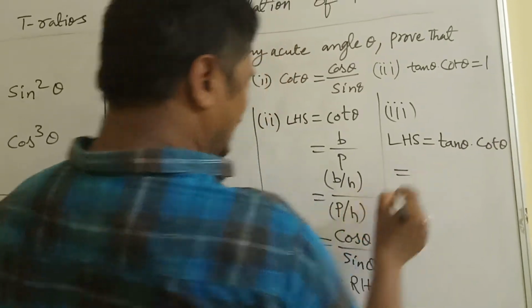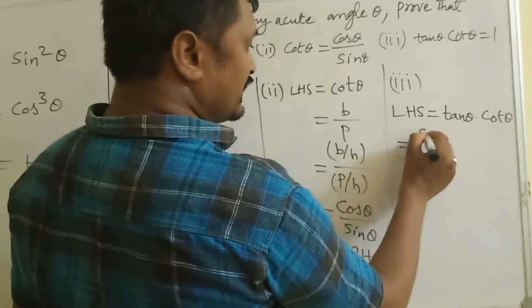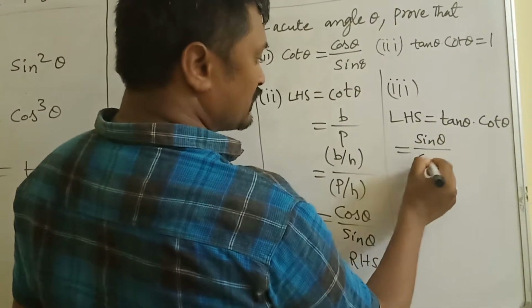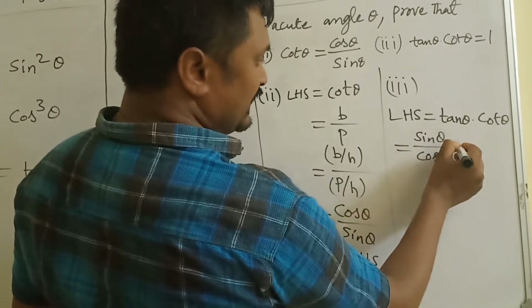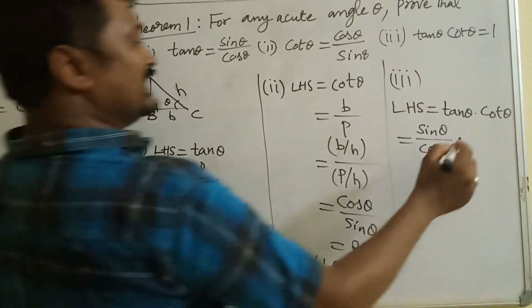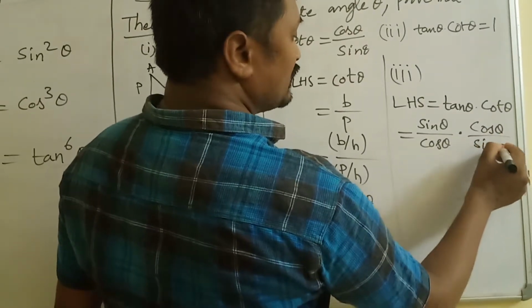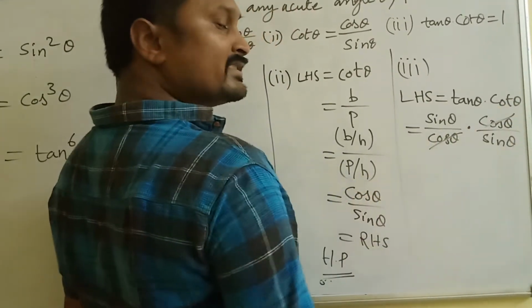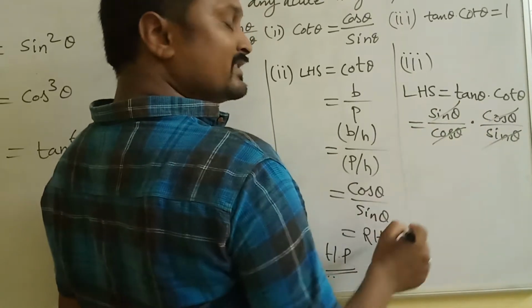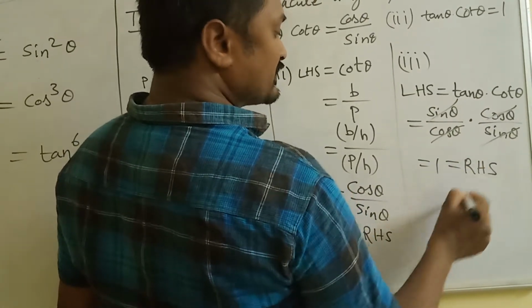So I will write here LHS: tan theta into cot theta. What is tan theta? Sin theta upon cos theta. This into what is your cot theta? Cos theta upon sin theta. Then cos theta cancels, sin theta cancels. You get the answer as 1. That is your RHS. Hence proved.